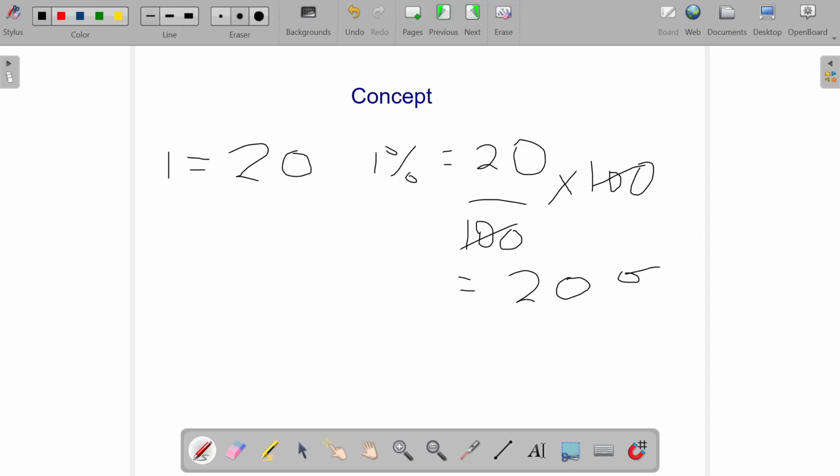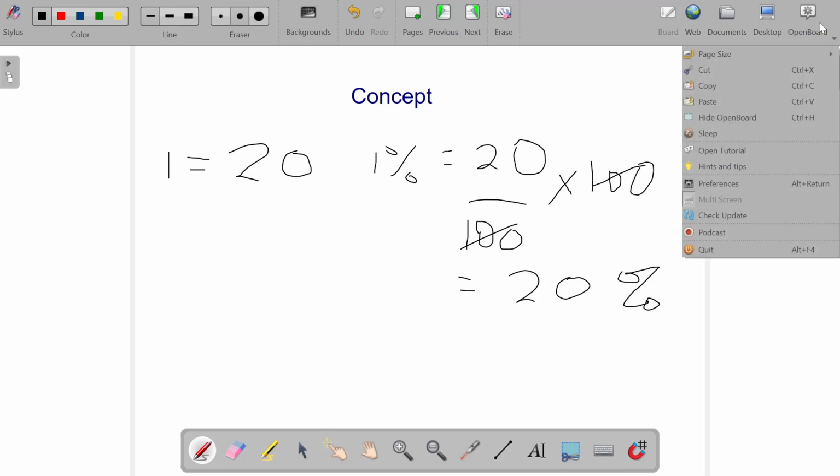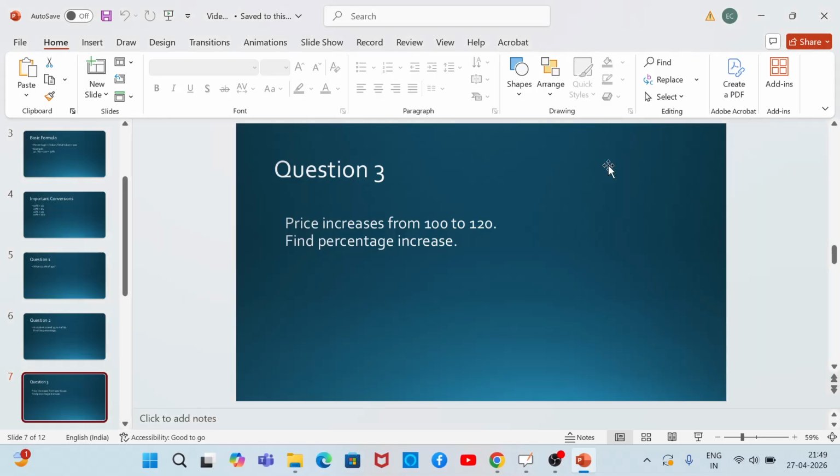Nothing but 20. And always remember, whenever 100 increases by any value or decreases by any value, we can directly say that that value is the percentage. We did not calculate all this. Okay, but this is the exact calculation. But remember this, whenever 100 is increased by some value or decreased by some value, that value is equal to the percentage. So now what we'll do is we'll discuss some questions from previous year CAT.